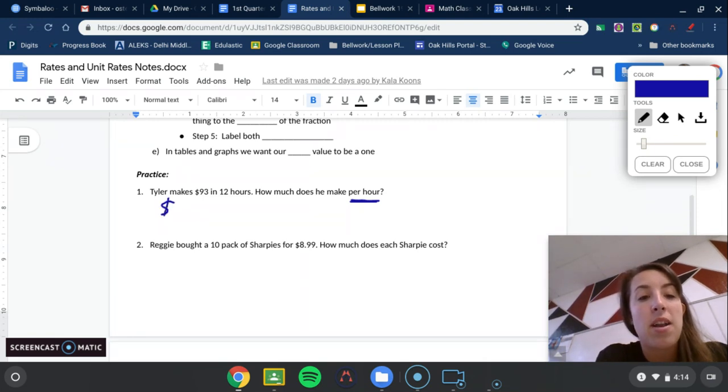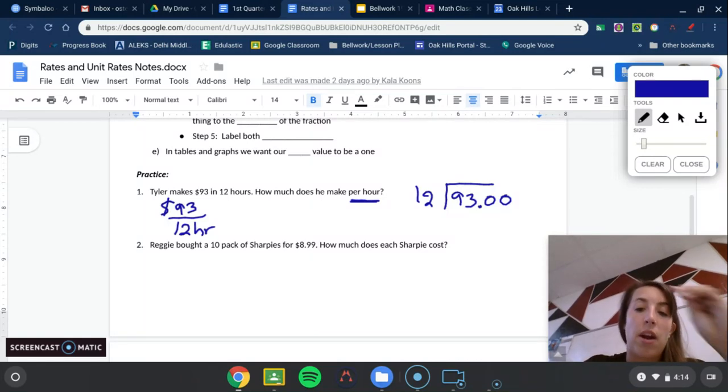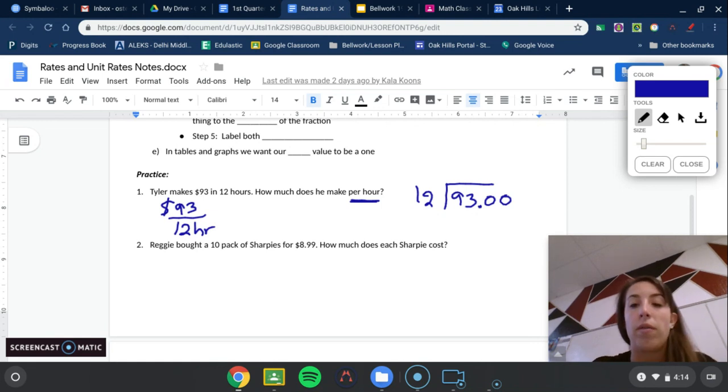So that being said, you have $93 over 12 hours. Okay. Remember, whenever it's set up as a fraction, you can think of it as a division problem. So we're going to go ahead and divide these 2 numbers. So $93, I'm going to put my decimal in there too, divided by 12 hours so that we can figure out how much it will be for 1 hour. So I need to figure out how many times 12 can go into 9. Well, it can't. So I'll figure out how many times 12 can go into 93, which is 7.